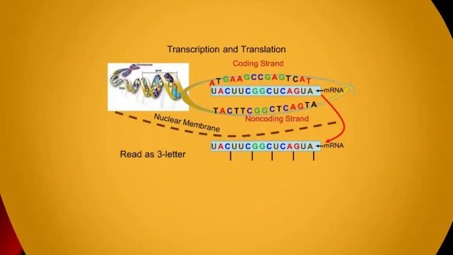The mRNA then moves away and the DNA joins back together and recoils. All we've done is just opened up a little portion of DNA, photocopied one piece of it, taken the photocopy away, and the DNA is wound back up again.